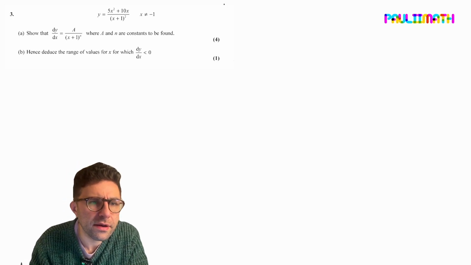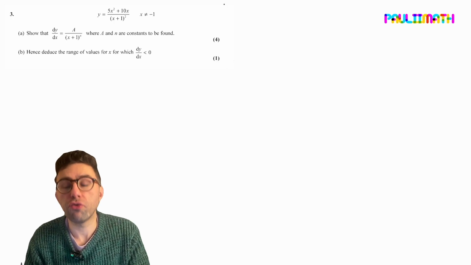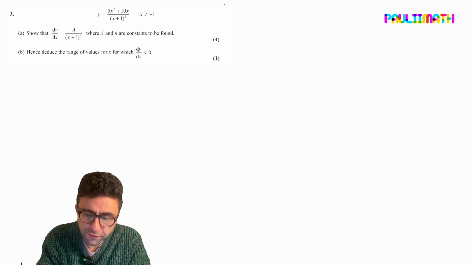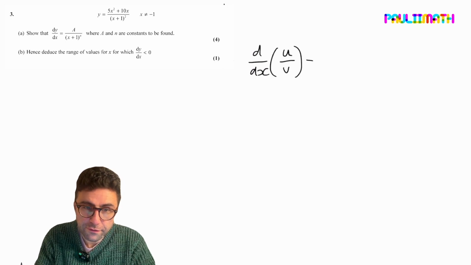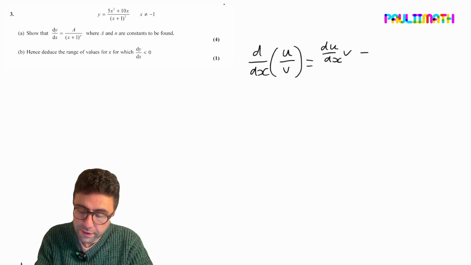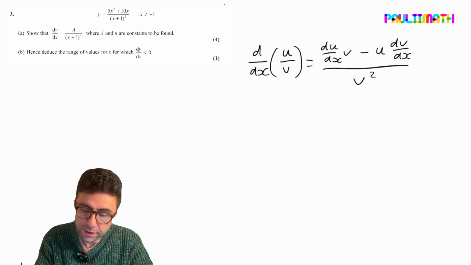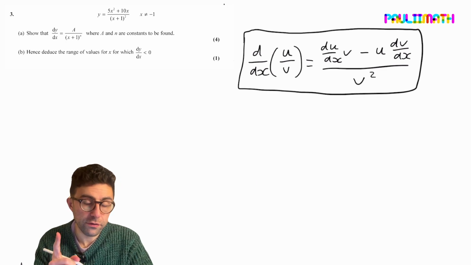Immediately, it's a fraction, and that says to me fraction action, quotient rule. Quotient rule is a formula. If you differentiate a fraction, which is u over v, you get du by dx times v minus u times dv by dx, all over v squared. Let's use it.